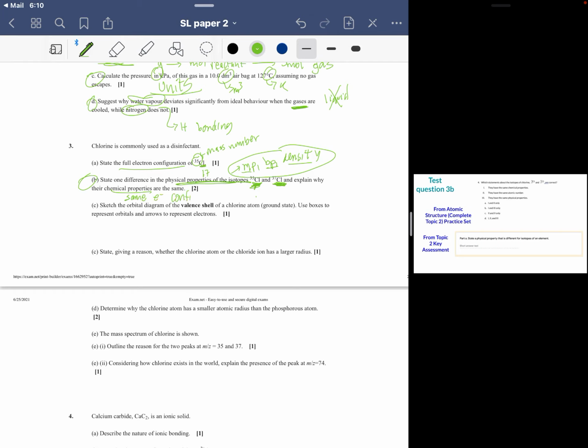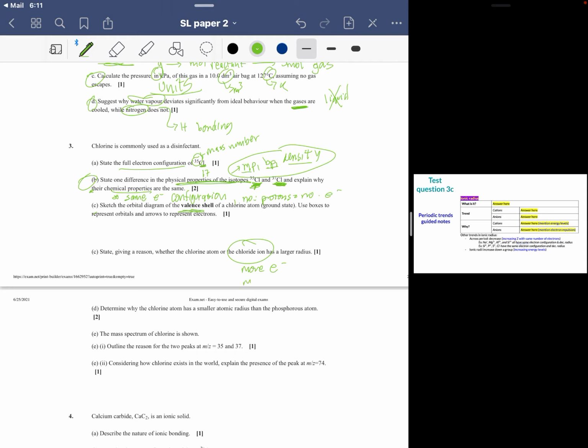3C, again, there were 2 C's, which doesn't really matter when you're taking the test. But anyway, a chlorine ion has a larger radius than the chlorine atom because there are more electrons, so there's more repulsion. And we saw that in periodicity. You should have had that written down in your periodic trends guided notes.